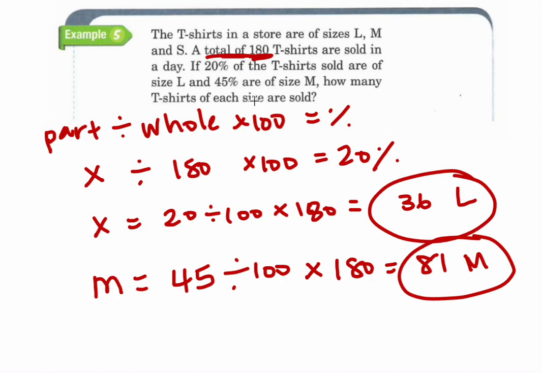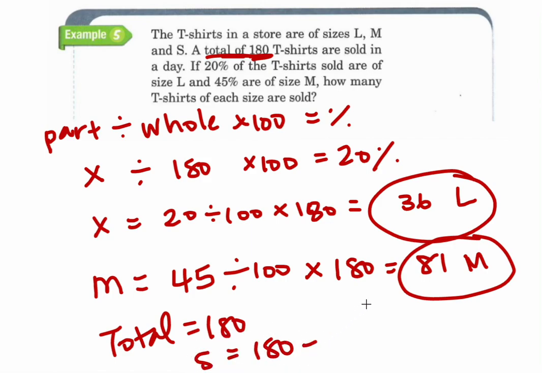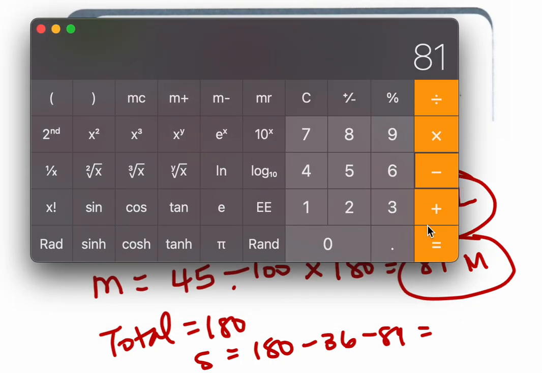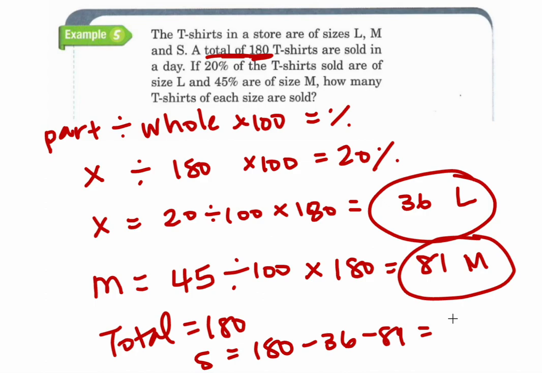Okay, and then if they want to know smalls, well then you would just subtract that from your total. If my total was 180 shirts, then the smalls would equal 180 minus my 36, my larges, minus my 81, my mediums. So 180 minus 36 minus 81. So my smalls would be 63 smalls.